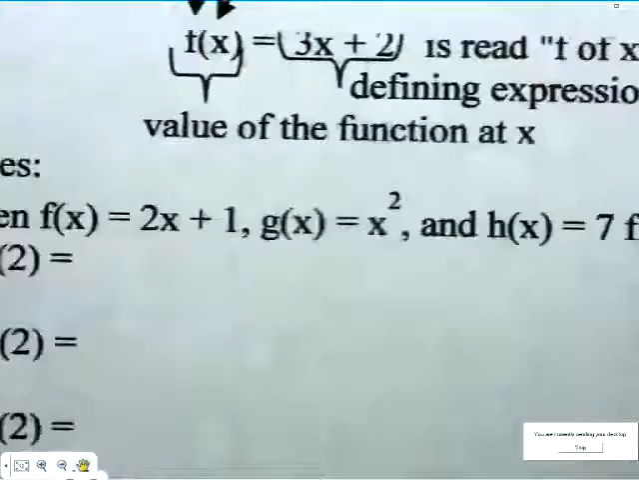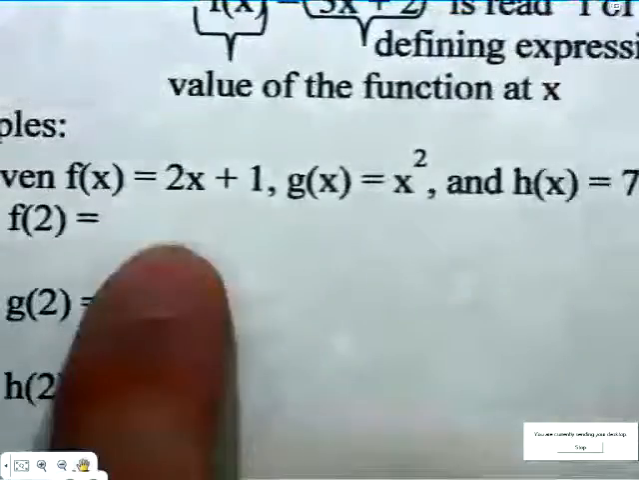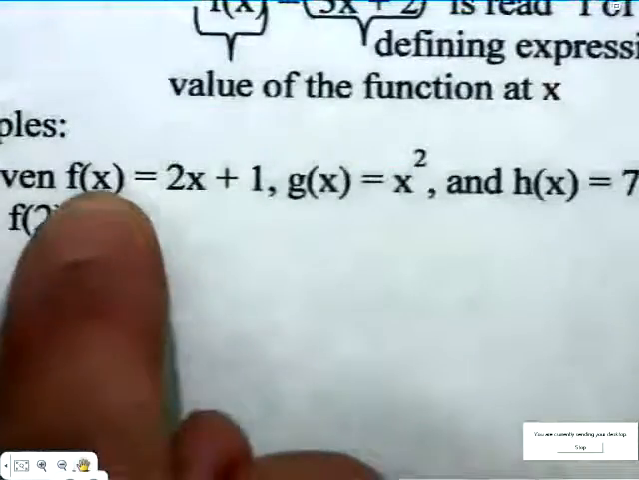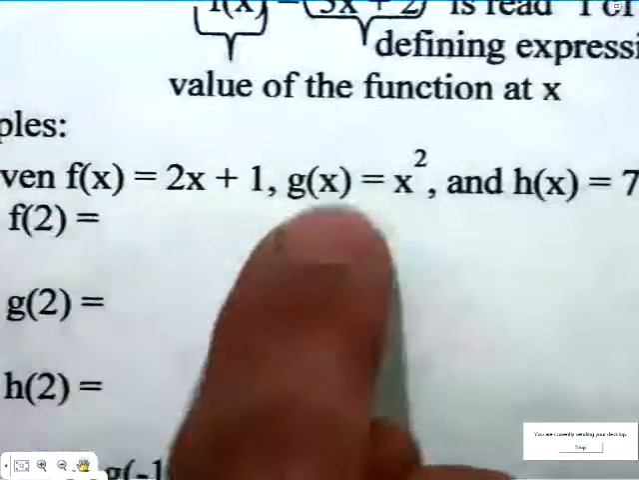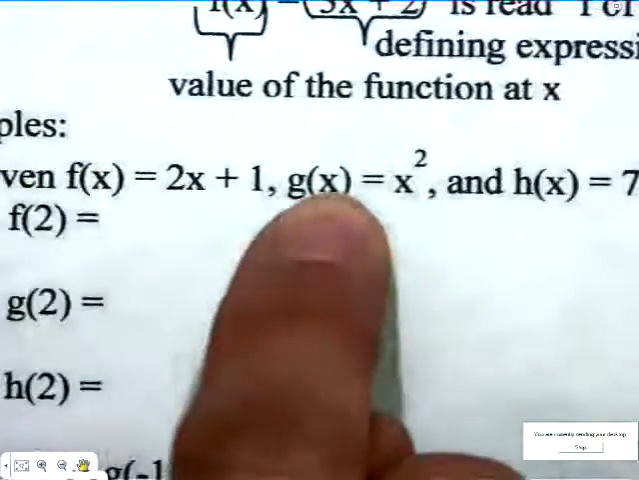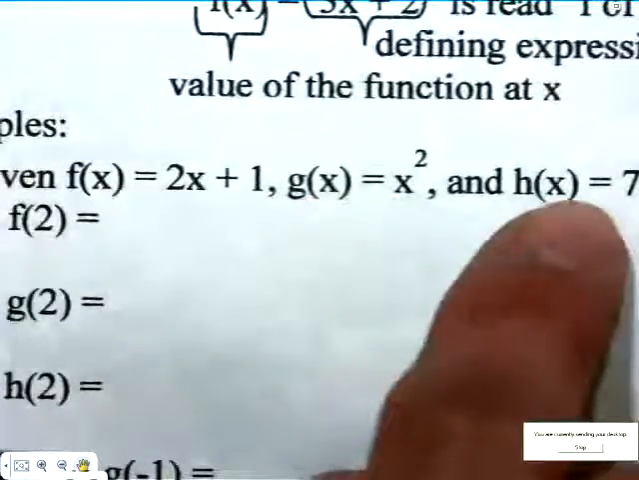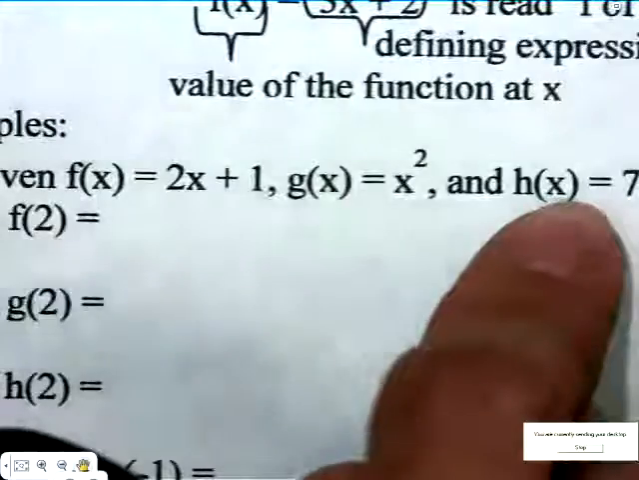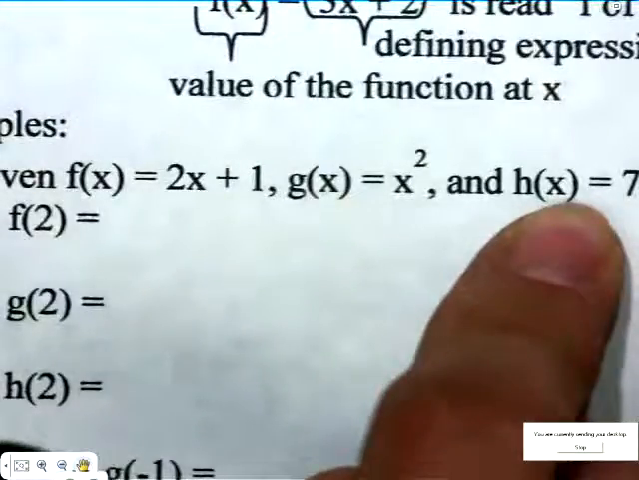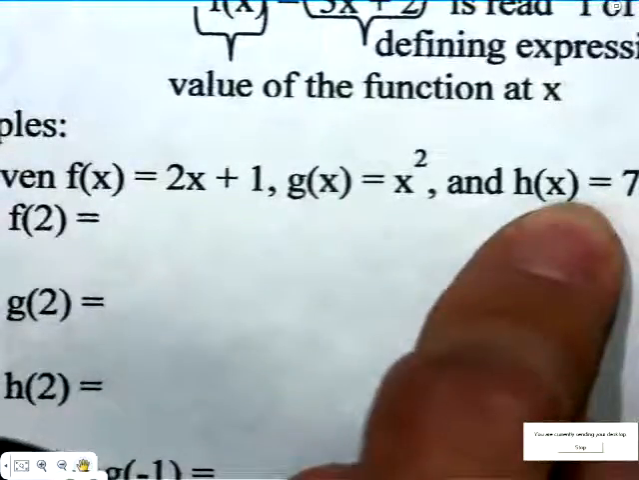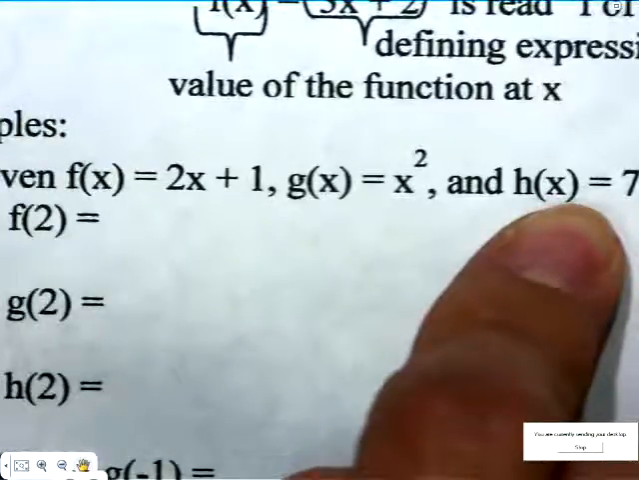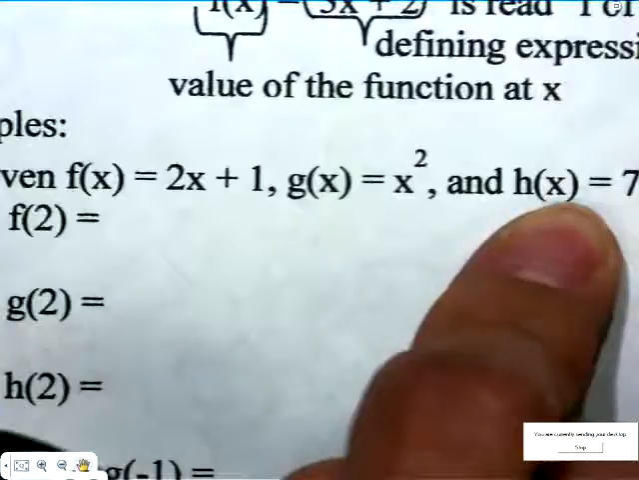In the next examples, we have three functions. f of x is a doubling and adding 1 machine. g of x is a squaring machine. And h of x spits out a 7 no matter what you put in. I'm not sure what the role of h of x is in life, a machine that spits out a 7 no matter what you put in. It's actually called a constant function.